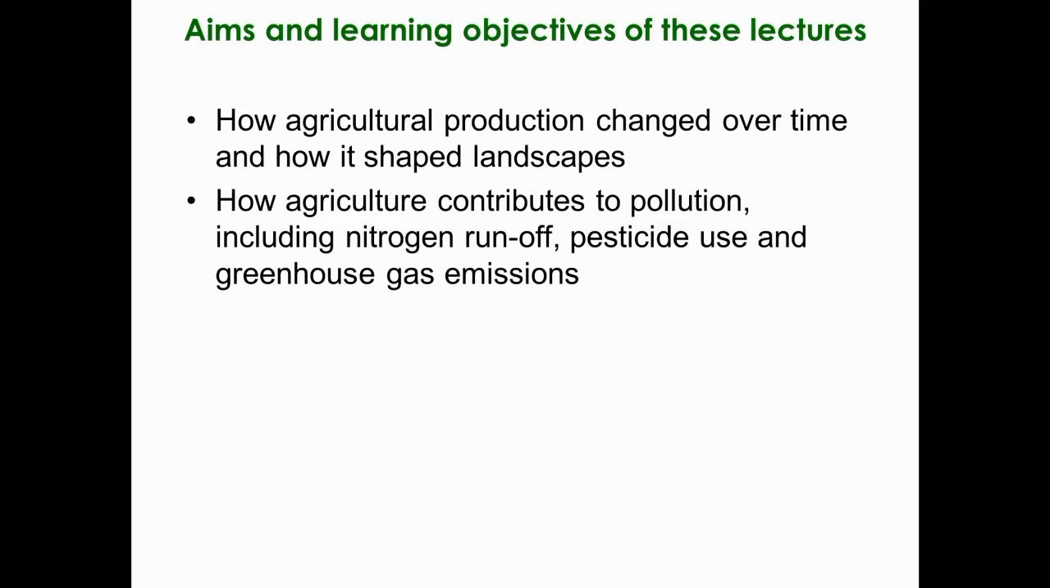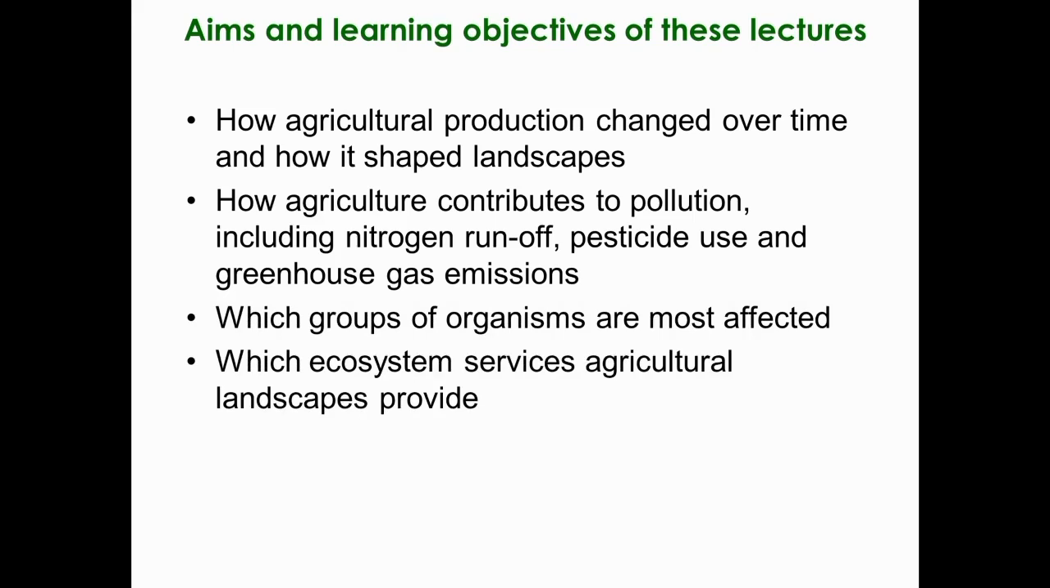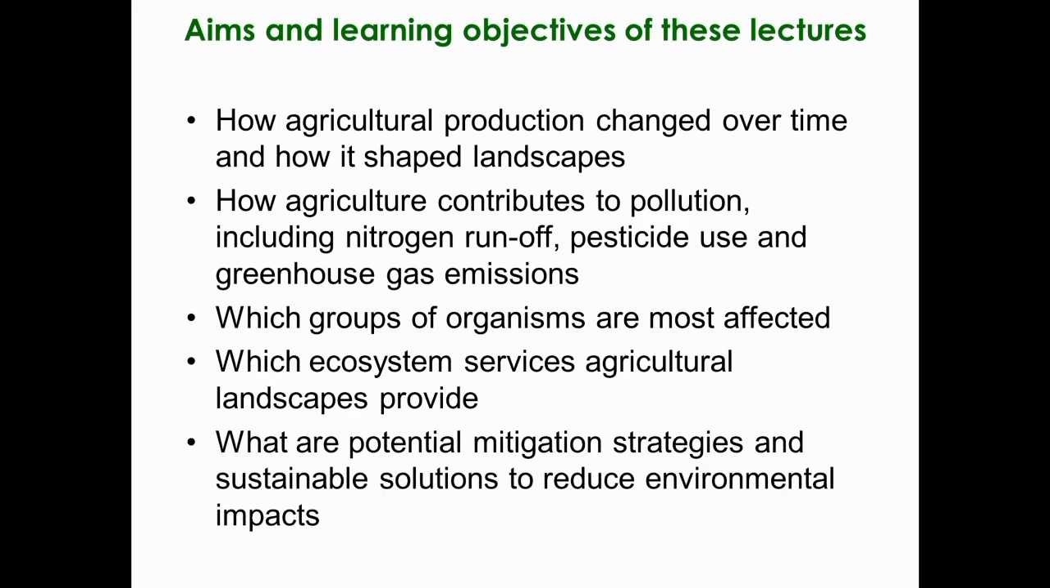So we're going to go through different examples of these challenges that are caused by agriculture and what types of organisms are affected by these challenges. We're going to touch on ecosystem services that can benefit agriculture or might be challenged by agriculture. And then in the fourth lecture, we're going to look at the potential solutions that could overcome some of the environmental challenges that our modern agricultural systems give rise to. What are the potential sustainable solutions for agriculture moving forward?